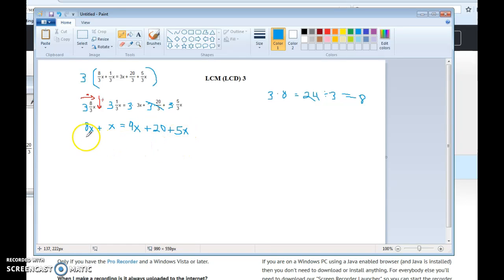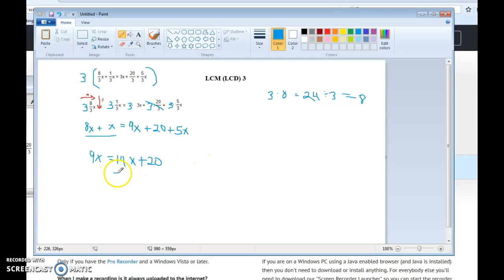I can combine like terms, so these two x's are like terms, so 8x plus 1x is 9x, equals 9x plus 5x, I'm sorry, 9, 10, 11, 12, 13, 14, so that's going to be 14x plus 20. And again, I apologize for my sloppy handwriting here.